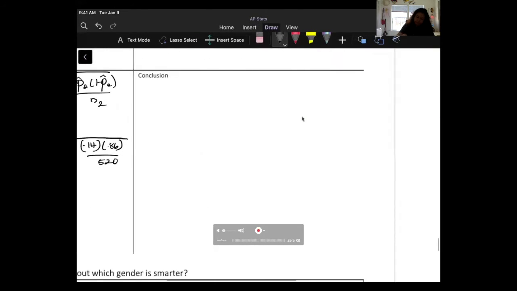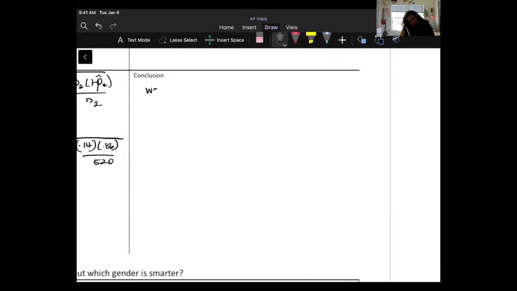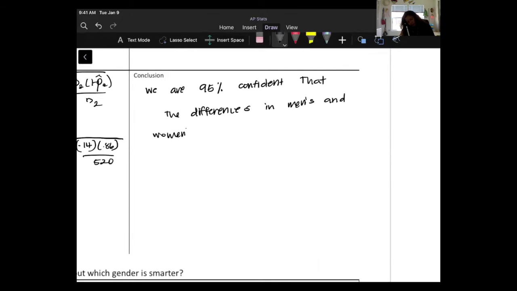So conclusion. We are 95% confident that the difference in men's and women's opinion is between the interval (0.09, 0.19).